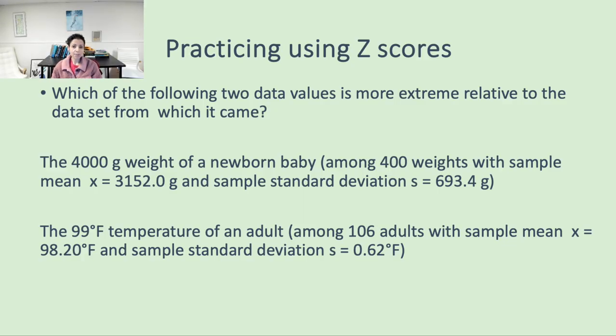Now let's look at body temperature. We have a body temperature of an adult that's 99 degrees Fahrenheit, in a data set among 106 adults. The sample mean was 98.2, and the standard deviation was 0.62. So notice what we're comparing. Z-scores help us do this. Z-scores don't have units. So we're comparing birth weight to body temperature, 2 very, very different measures.